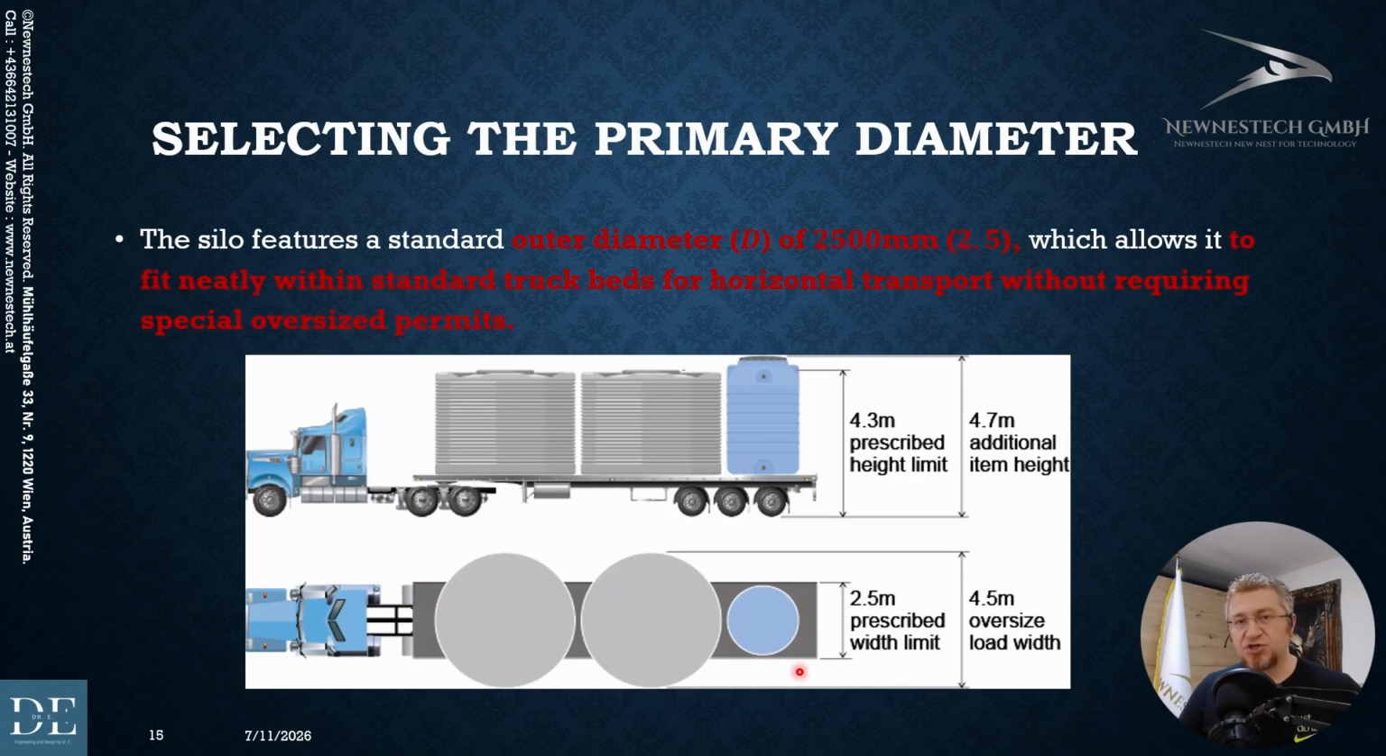Now is the time to establish our primary geometric constraints. One of the most critical dimensions is the external diameter of the cylindrical shell. For our design, an outer diameter of 2,500 mm or 2.5 meter is the absolute golden number. This specific dimension allows the fully fabricated silo shell to fit neatly within the standard flatbed truck dimensions. For horizontal road transport, it completely avoids the need for expensive, time-consuming, oversized cargo permits or specialized escort vehicles.